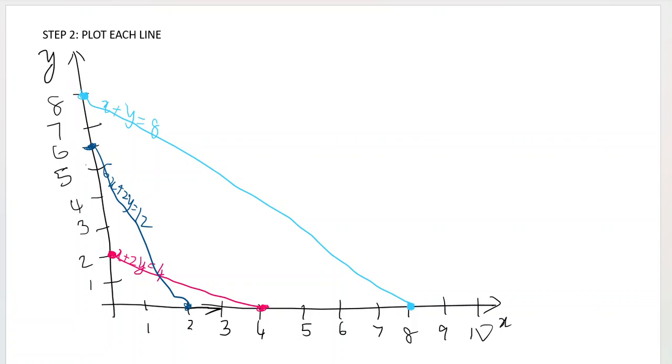Therefore, when the answer is true, you have to shade the interior portion of the blue line. Why only the blue line?